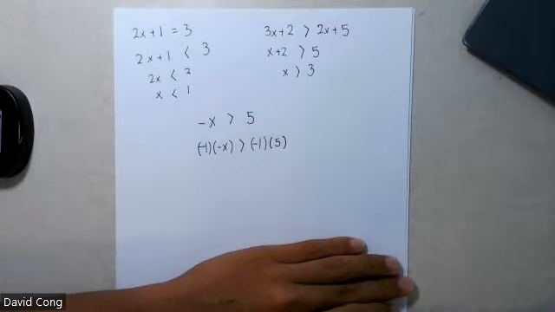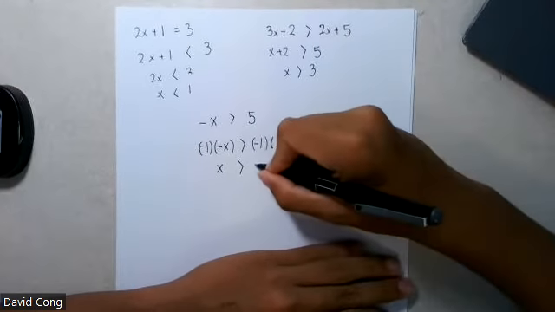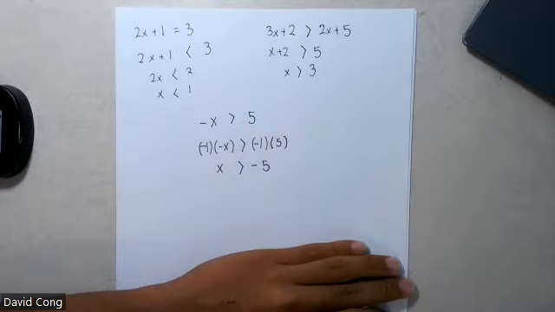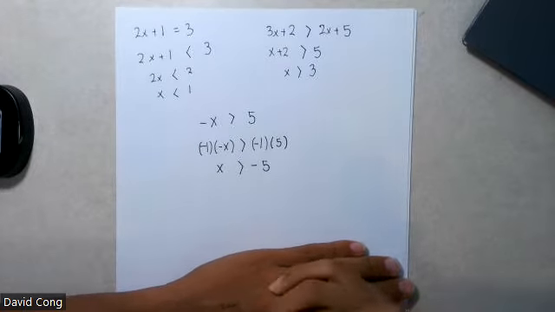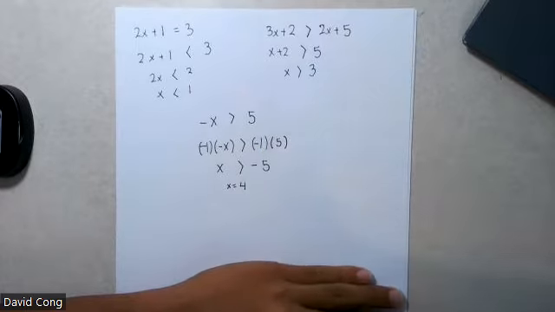So we have the negative 1 there. So we have x is greater than negative 5. So then we get that as our statement. That means if x is 4, this is true, because 4 is greater than negative 5.